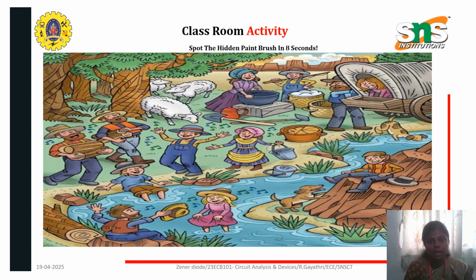Then coming to the classroom activity: spot the hidden paintbrush in 8 seconds. In the given picture, you have to find the paintbrush. The paintbrush is hidden here.